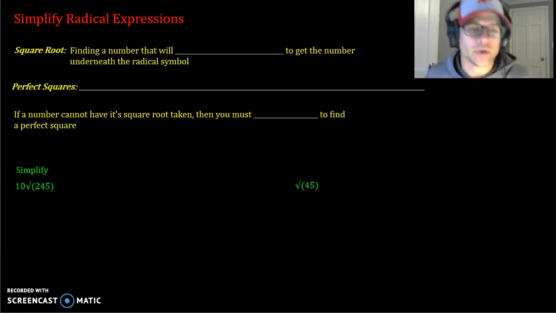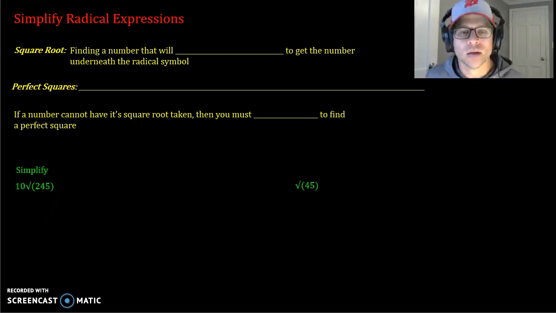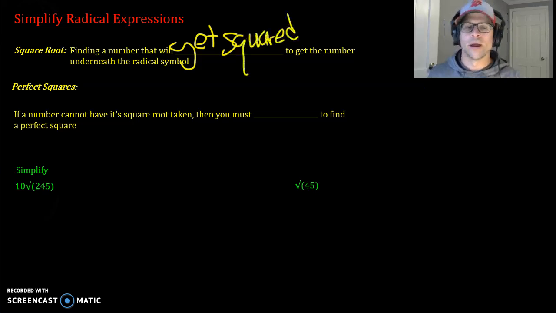Alright, in this tutorial we are going to begin radical expressions, starting with simplifying radical expressions. A type of radical is a square root. This is going to be the most common radical expression that you're going to see in this unit. And a square root is just simply finding a number that will get squared to get the number underneath your radical symbol.